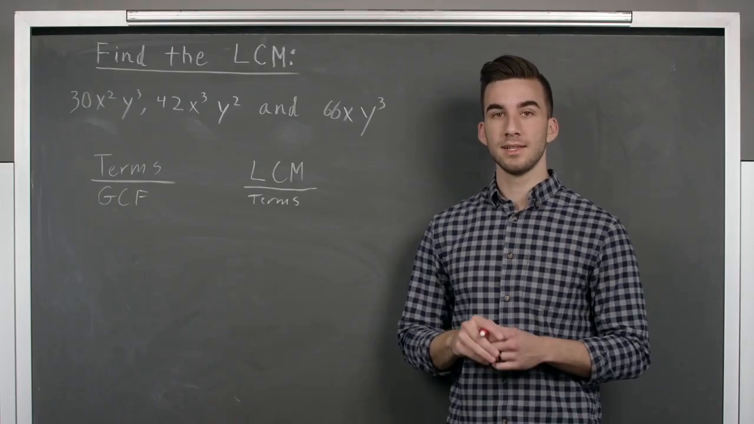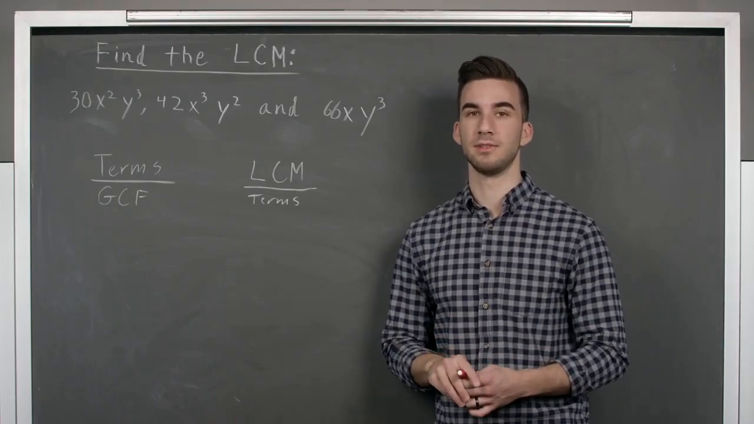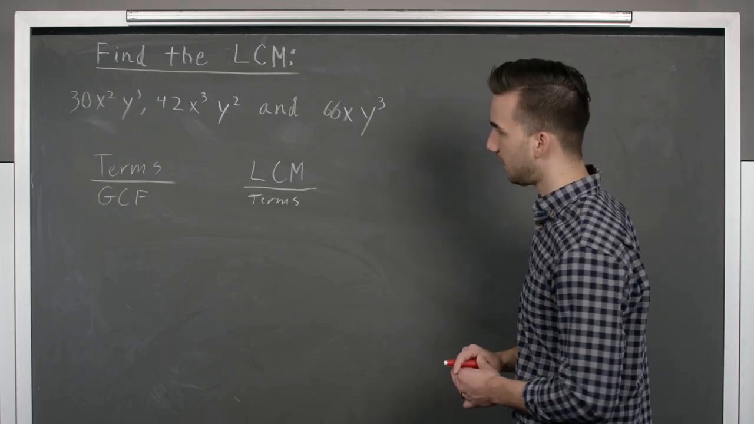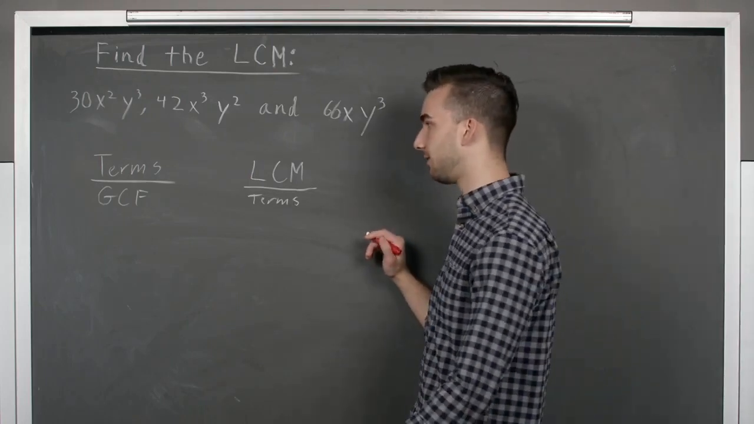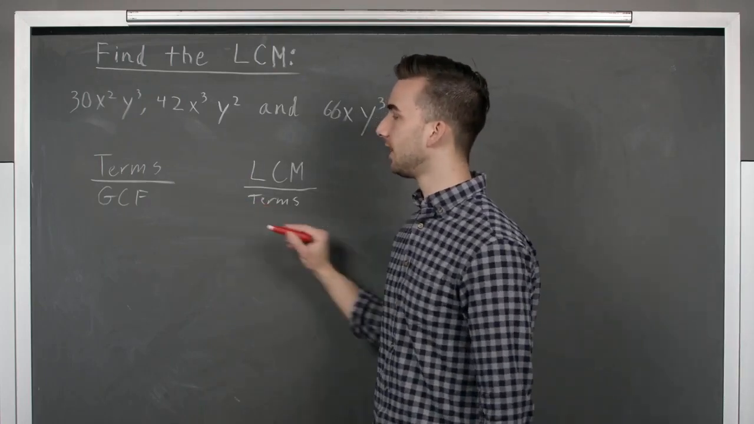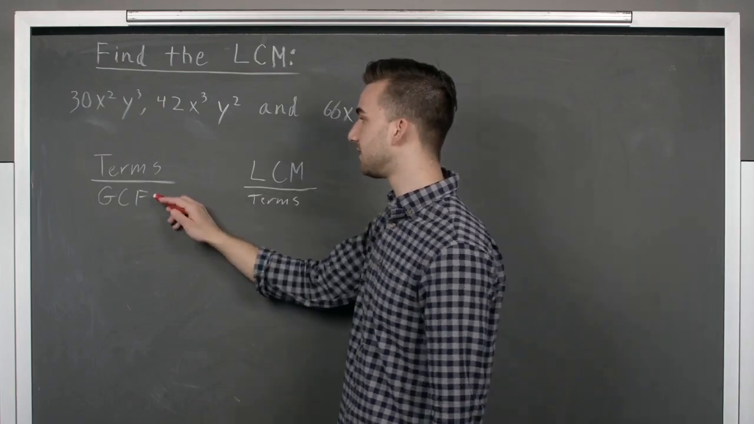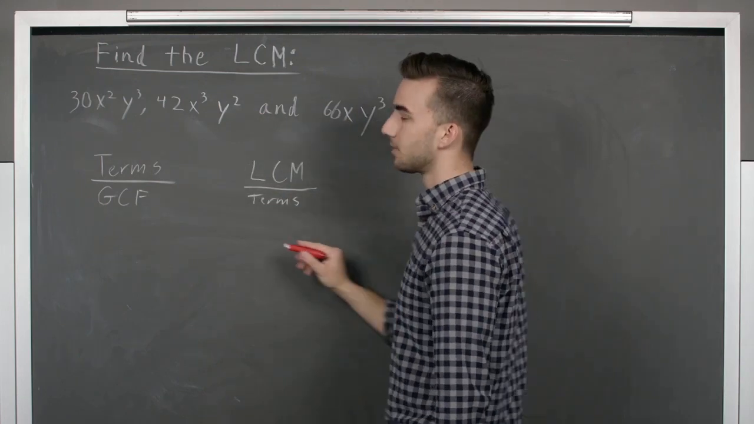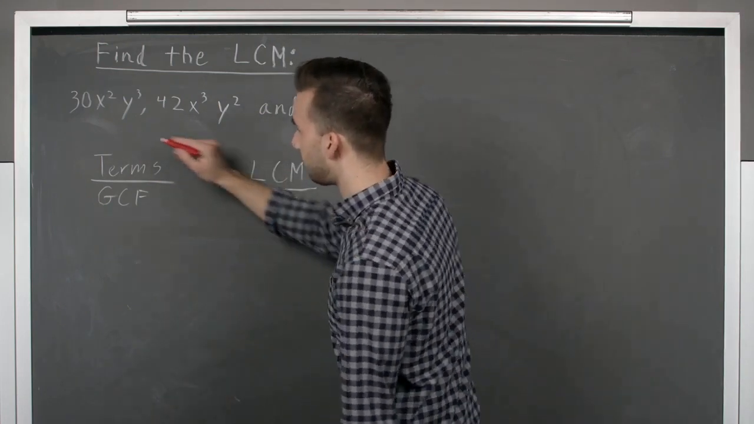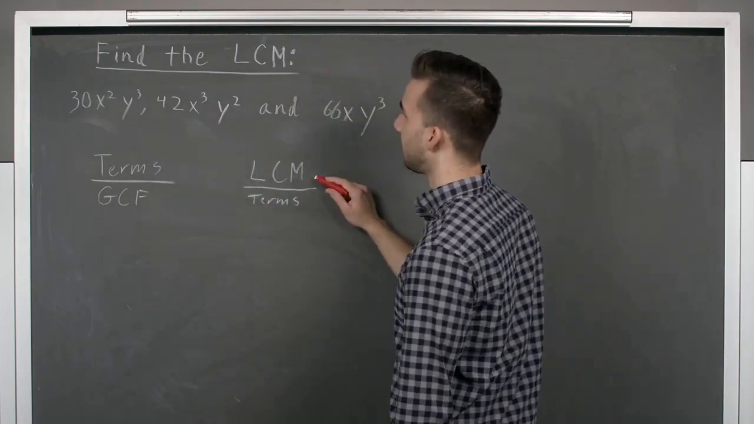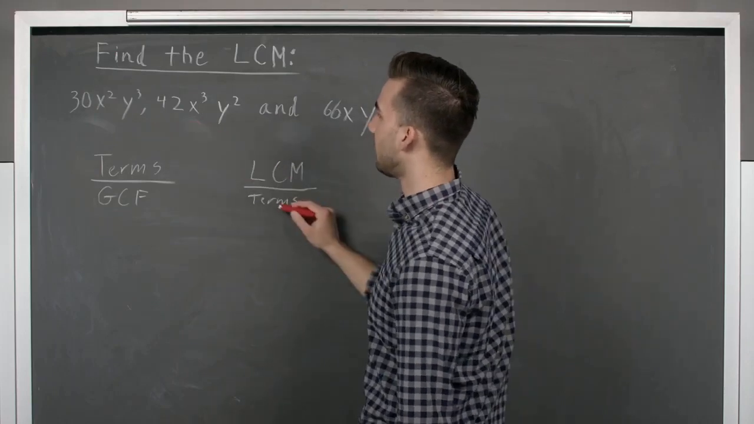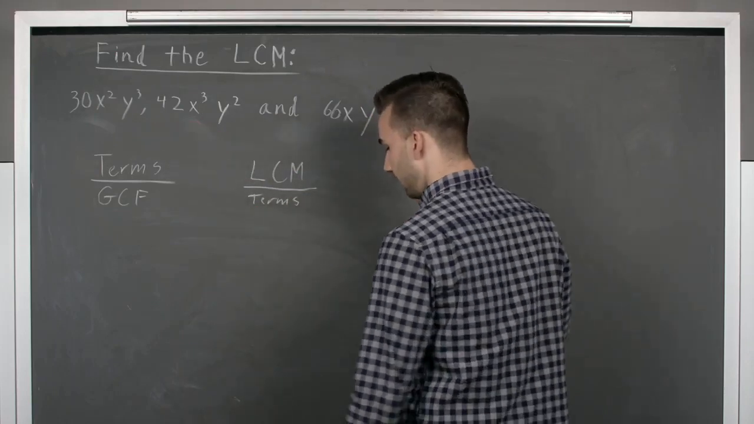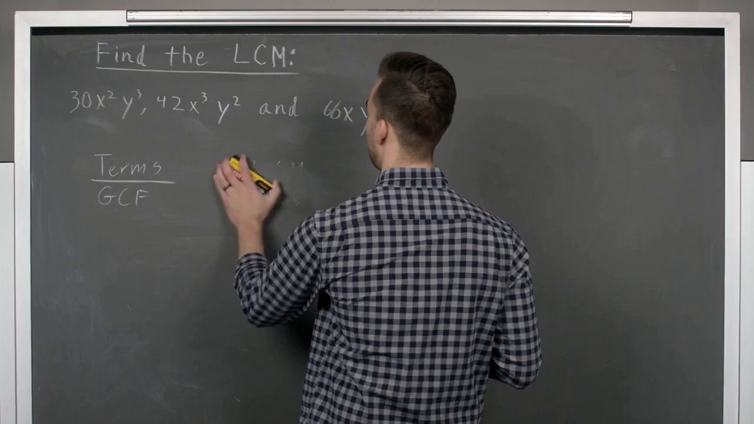So now, let's find the least common multiple. The least common multiple is similar to finding the greatest common factor, except instead of trying to find a factor that each and every term can be divided by, we're trying to find a multiple of these terms that can be divided by each and every term. So let's go ahead and do the example.